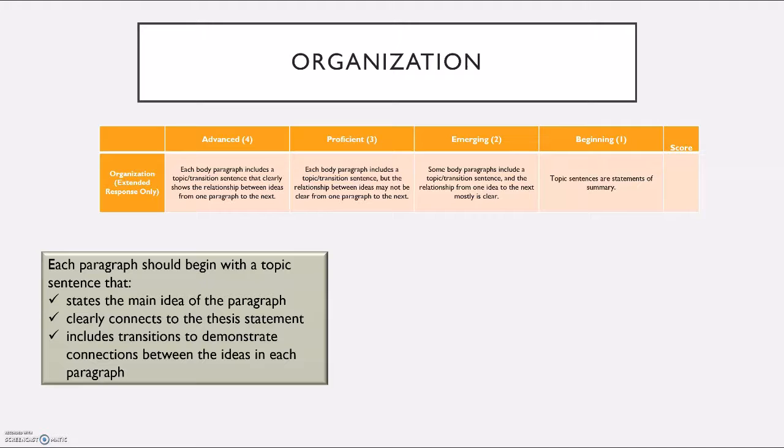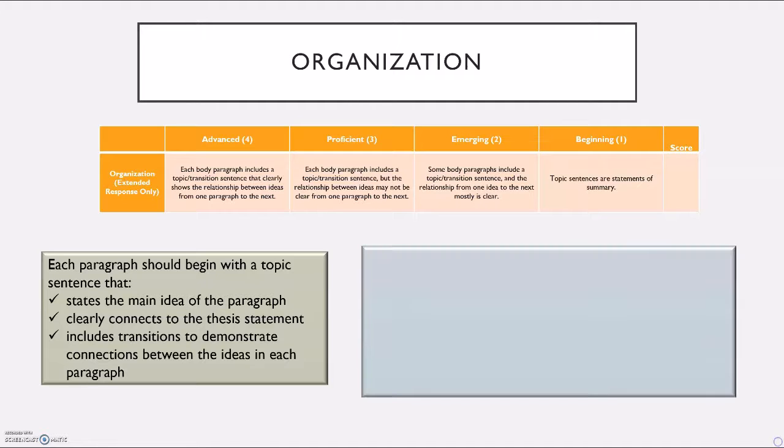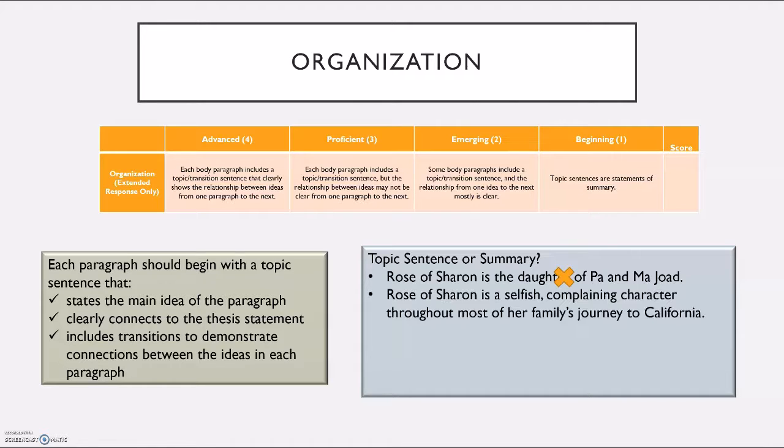You should avoid topic sentences that summarize or describe. Statements of summary will receive a beginning score. Let's look at a few examples and determine if these sentences are actual topic sentences or statements of summary. Rose of Sharon is the daughter of Ma and Pa Joad. This is a fact from the novel, so it is summary.